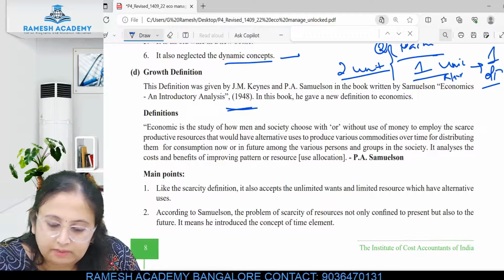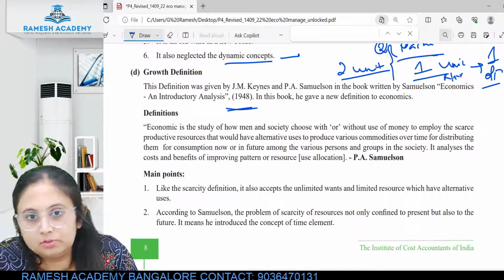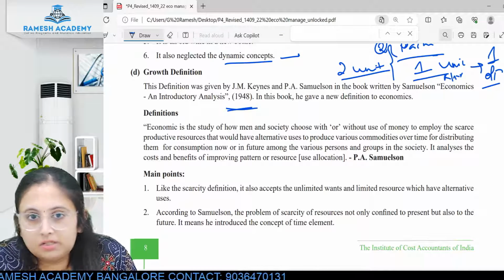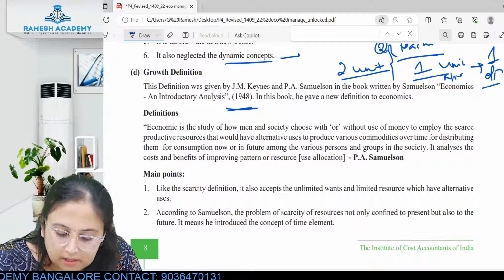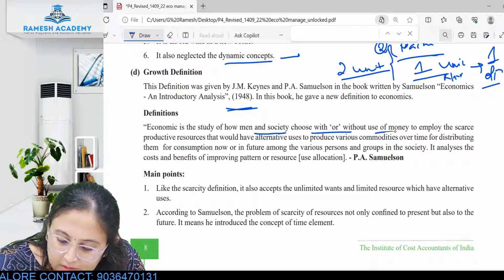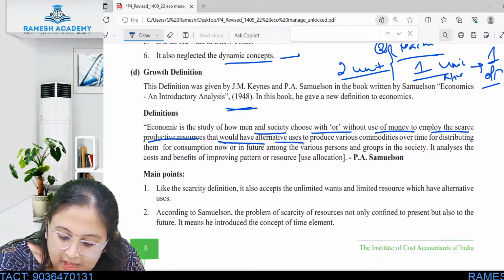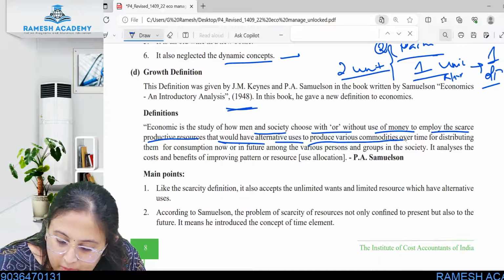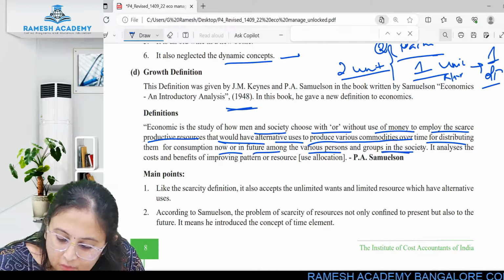In this book he gave another definition. Samuelson has given another definition in his book. So book name and year please remember. Now we will see what the definition says. Economics is the study of how men and society choose, with or without the use of money, to employ the scarce productive resources that would have alternative uses to produce various commodities over time for distributing them for consumption now or in future among various persons and groups in society.